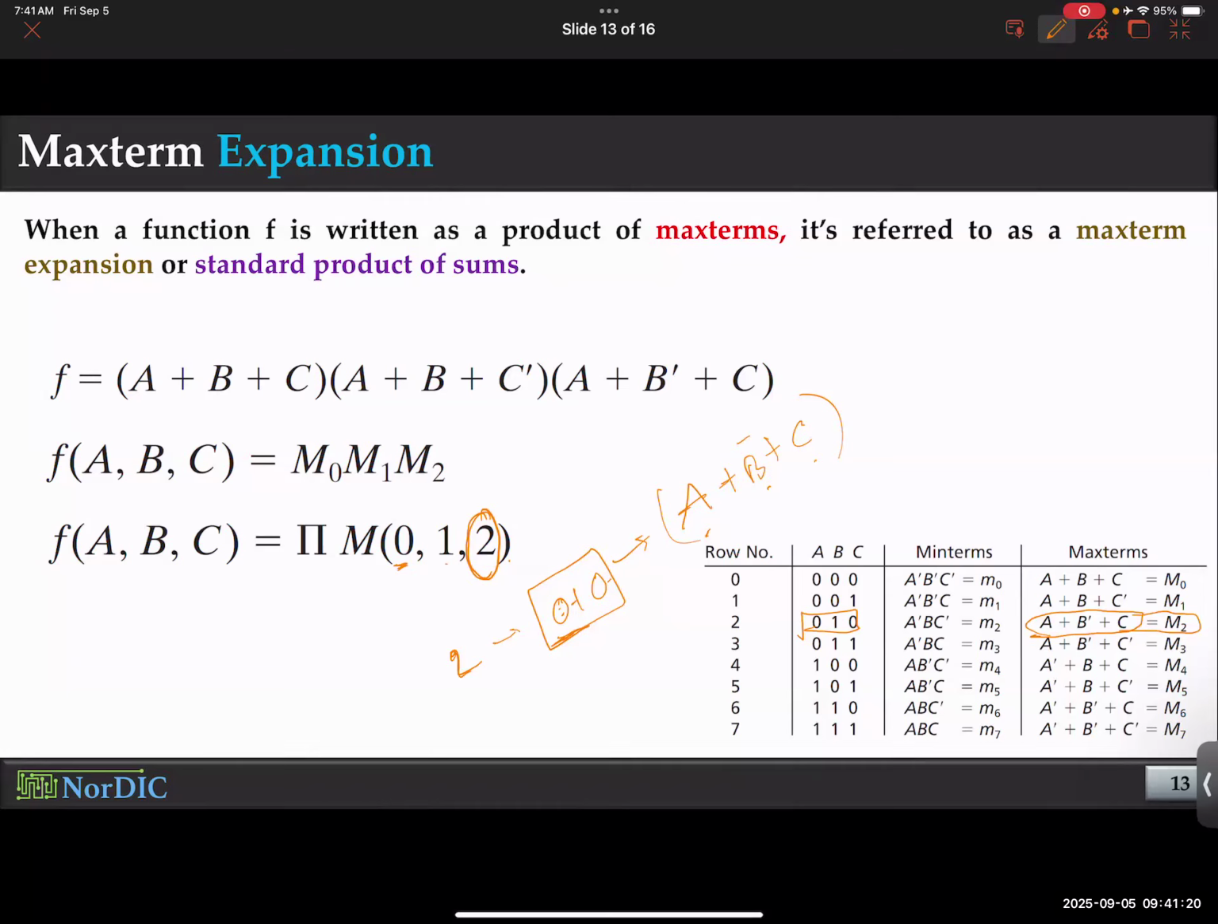If you're trying to look for min term with 2, 0, 1, 0, you have to do the opposite. For 0, you have prime. For 1, you have unprimed. And for 0, again, you have prime. So A prime, B, C prime. So notice A prime, B, C prime is your M2. I hope that makes sense.